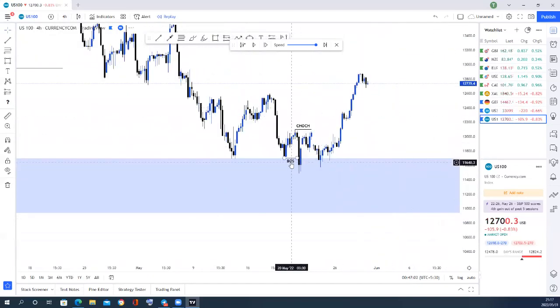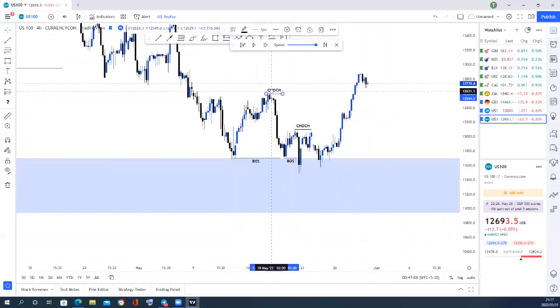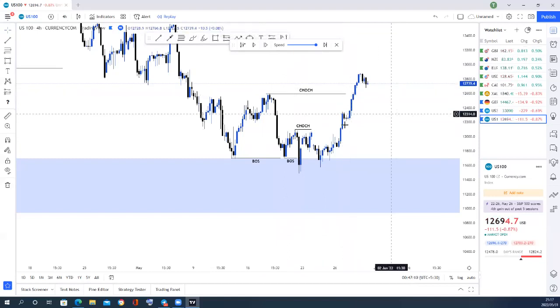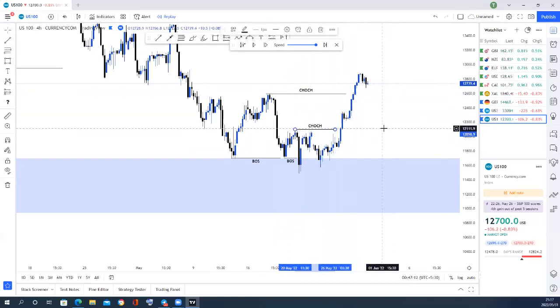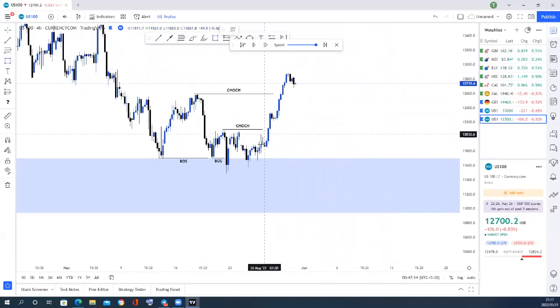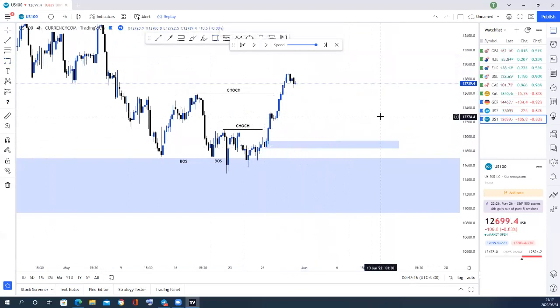So if you move to your 4-hour time frame, what can you see? You can see that the market gave us a breakout structure here, right? It gave you a breakout structure, and then it gave you a change of market character also within this range here. So which means there's a high possibility of the market coming to this point of interest.